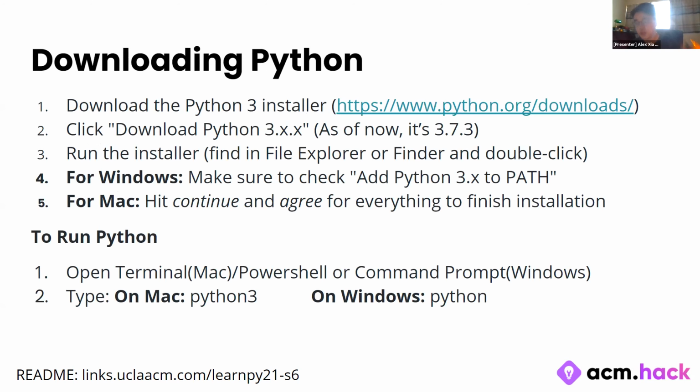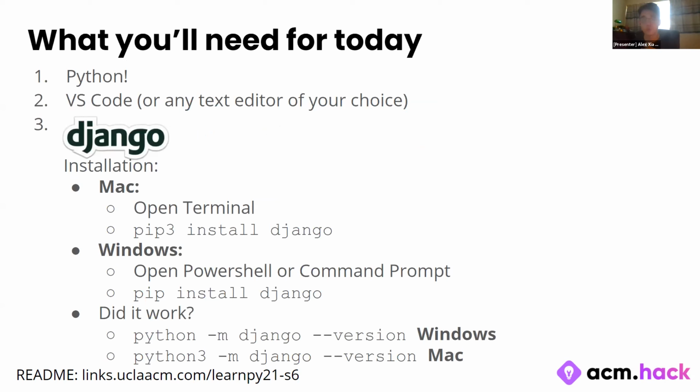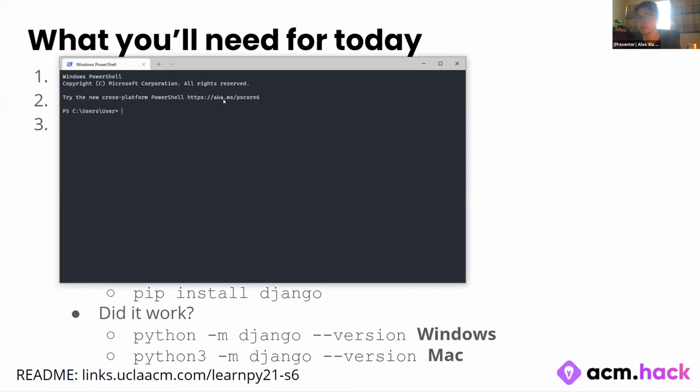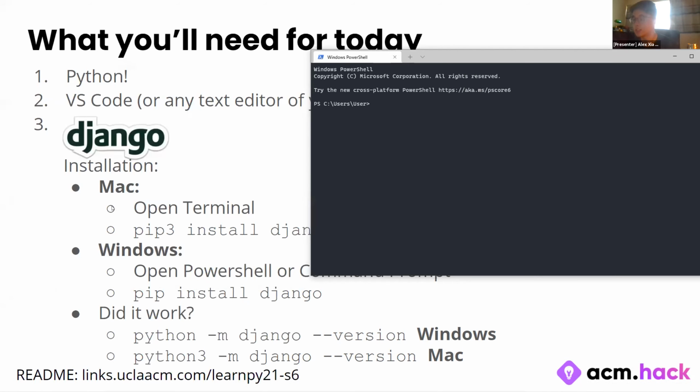If you haven't downloaded Python, you should have already by now, 7 weeks in, but here are the instructions, and most importantly, what you'll be needing for today. First you'll be needing Python, and then you'll be needing VS Code or any text editor of your choice. And then this is the important part, which is to install Django. First, I'm going to show you how to do that. All you need to do is just follow these instructions here.